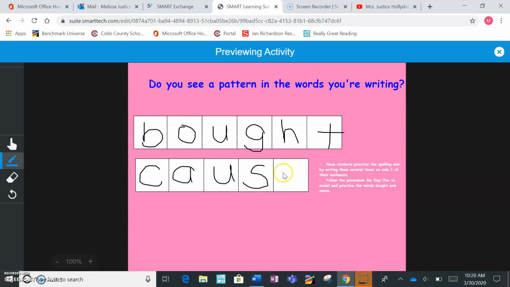And then we've got one more letter, but I don't hear anything, so it must be a silent E. This is the word cause.